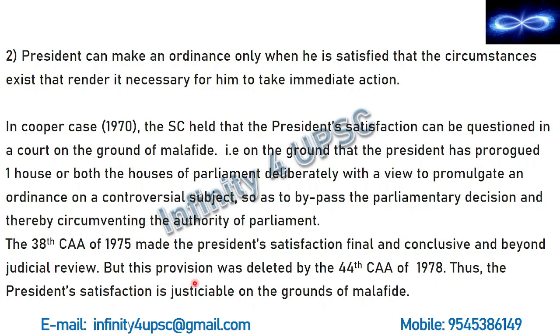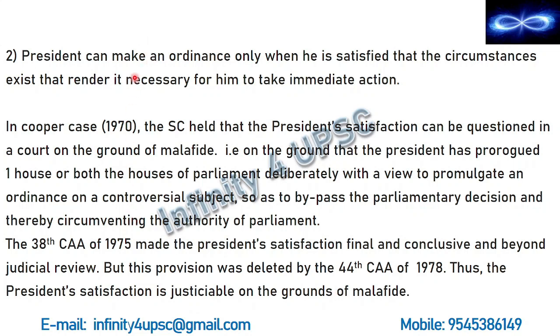But this provision was deleted by the Parliament itself, under a separate government. This was done in 1978 by the 44th Constitutional Amendment Act. So what is the present status? The President's satisfaction is justiciable on the grounds of mala-fide, that is, it can be questioned in the court.